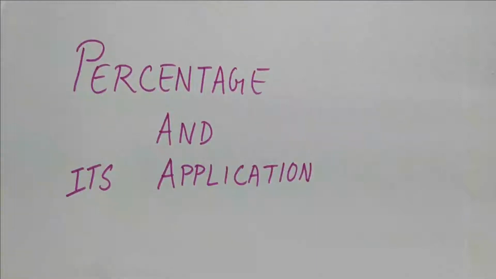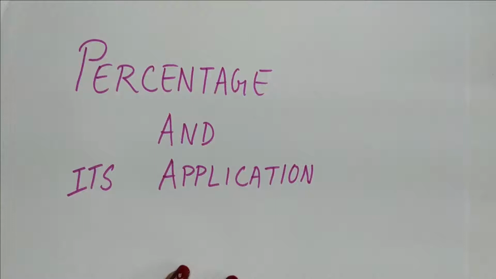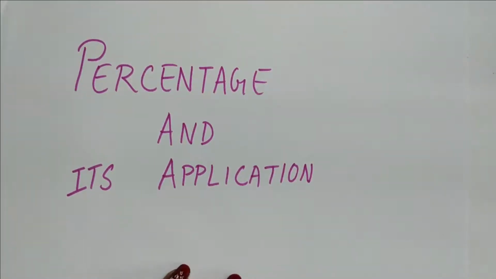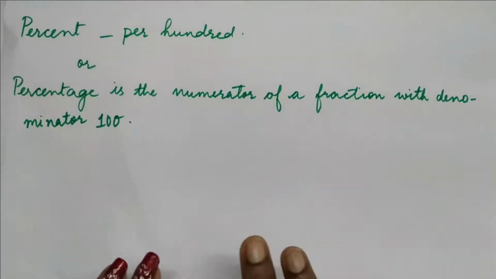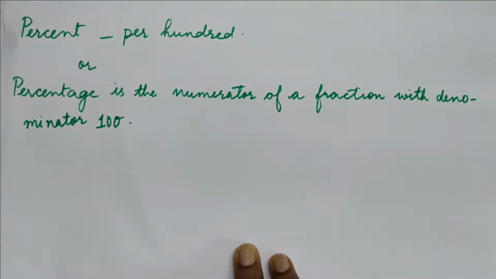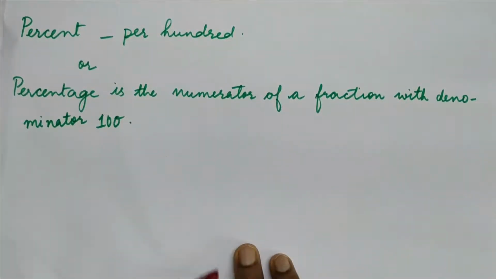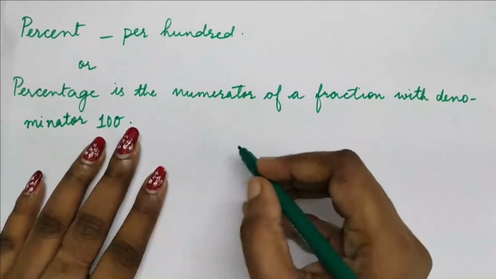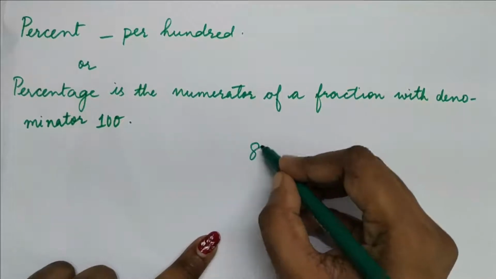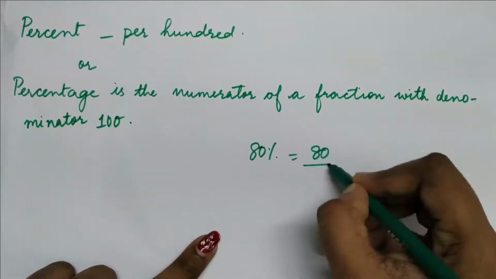Hello students, today we are going to start the next chapter of class 7 maths, that is percentage and its application. So let us first understand what is percentage. Going by the definition, percent means per 100 or out of 100, and you can also say that percentage is a fraction whose denominator is 100. So if we say that we have scored 80% marks in our exam, that means we have scored 80 out of 100.